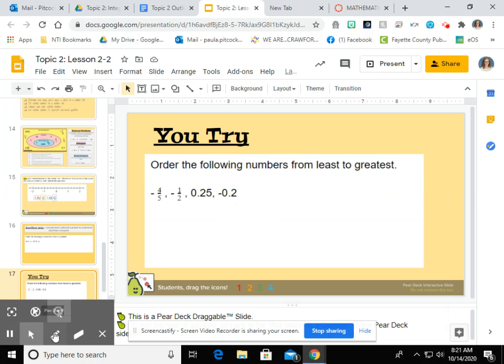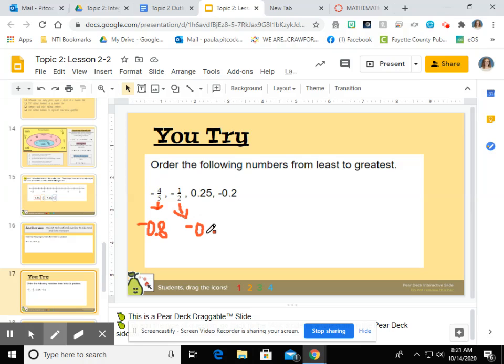4 over 5 is 0.8. So that means this is a negative 0.8. I know a half is 0.5, so this is a negative 0.5. Everything else is already a decimal for me. So let's locate our negatives. Here are our negatives. These ones go first. They're going to be the smallest. So you have to think about which of these is the furthest back, the furthest from 0, the furthest negative. Well, negative 0.8 is going to be the furthest to the left on the number line. So negative 4/5 is going to come first.